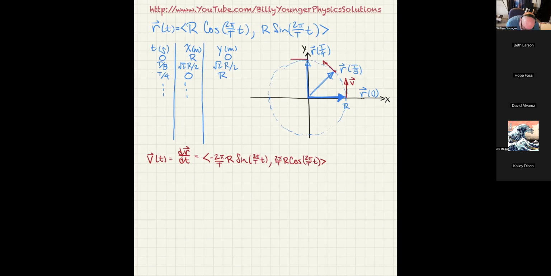And another one here, and another one here, and another one here, and another one here, and another one here, and then a repeat. So that's what you're going to do. That's what your velocity as a function of time is going to get.